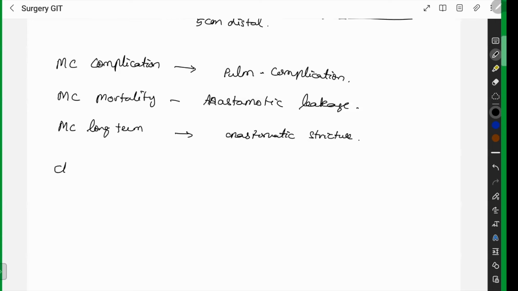Apart from it, you have chemotherapy and radiotherapy also, which you usually give. What will be your chemotherapeutic agent? A combined regimen. Either you can go for neoadjuvant or adjuvant chemotherapy. Which is the most common prognostic factor? The most common prognostic factor is depth of invasion.